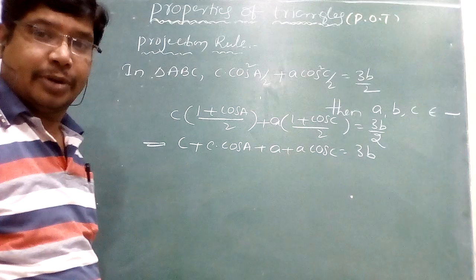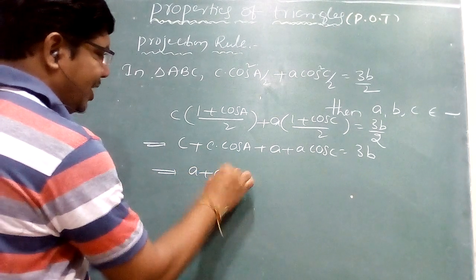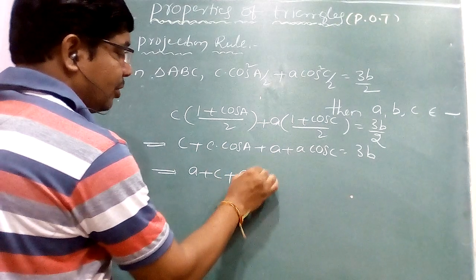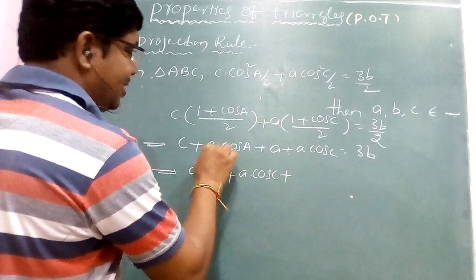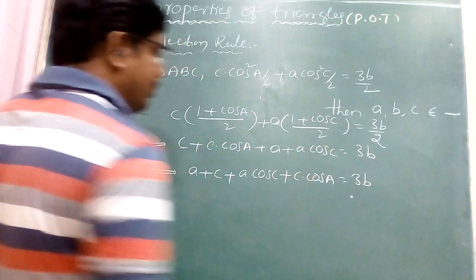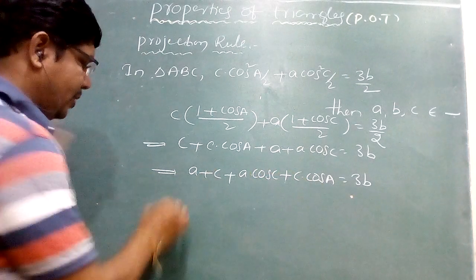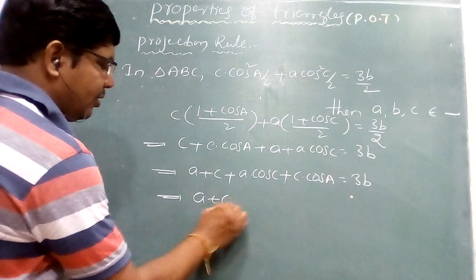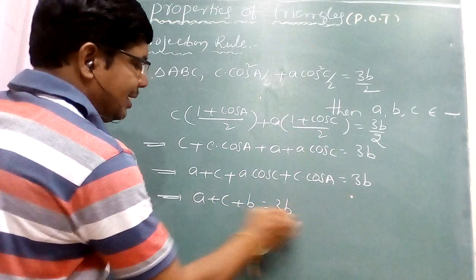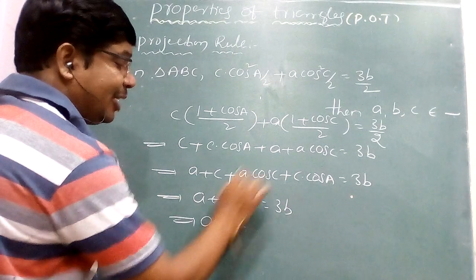Eliminate 2 on both sides, denominator values. a plus c plus a into cos c plus c into cos a is equal to 3b. You know everyone, by using the projection rule, a cos c plus c cos a value is small b. So a plus c plus b is equal to 3b. Same this side, a plus c is equal to 3b minus b, that is 2b.